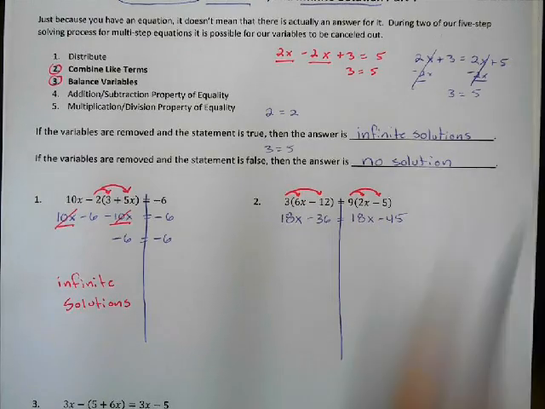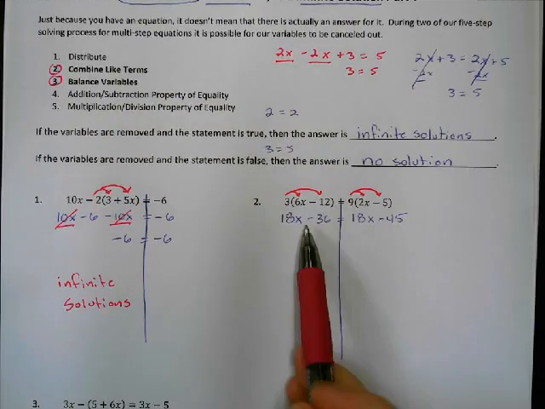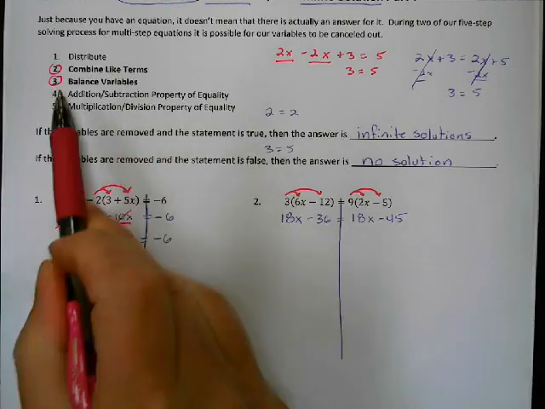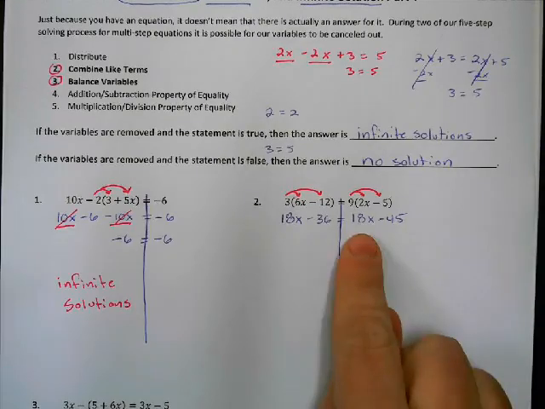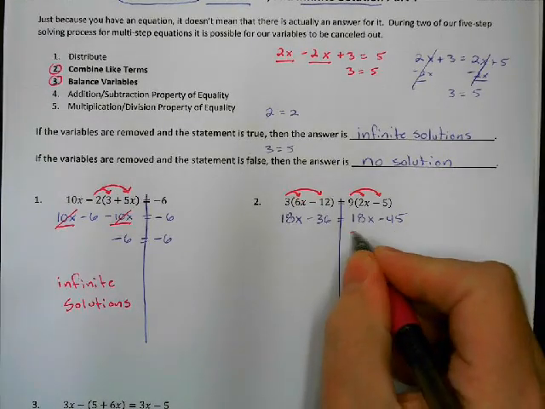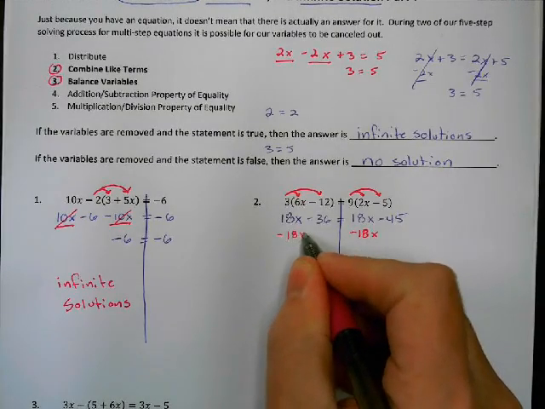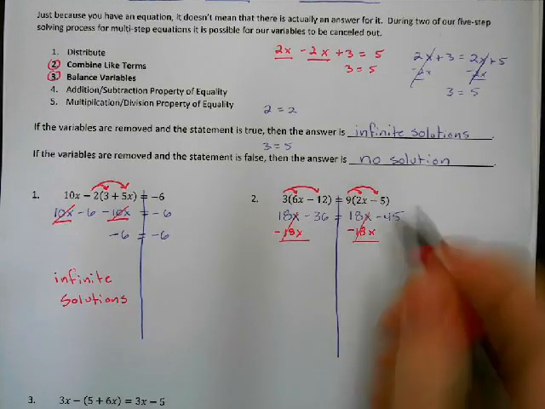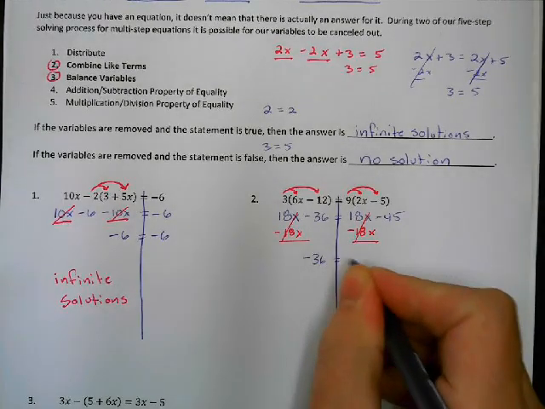Step 1 done. Step 2, combine like terms. No like terms here, no like terms there. Move on. Step 3, balancing variables. I have variables over here. I got variables over here. I need to balance. So I'm going to subtract 18x from both sides. So 18x minus 18x is 0. 18x minus 18x is 0. I am left with -36 equals -45.